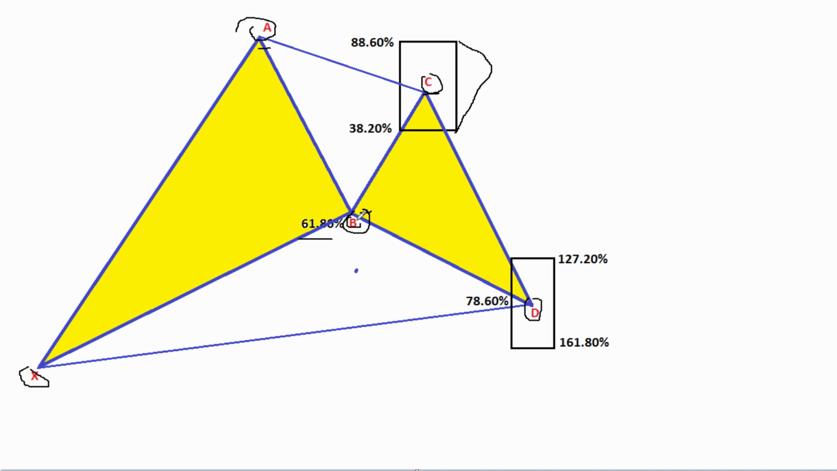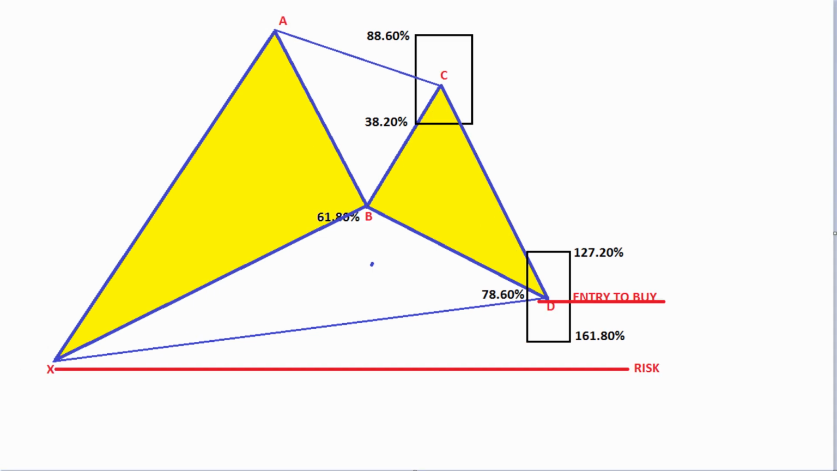leg will have an extension from this range here, just like this, of a minimum of 1272 to a maximum of 1618. And then the XAD, which means the X low, the A high to the D, has a 786 retracement. This is considered the completion point of the pattern. Now that we understand the structure of the bullish Gartley, the completion point is the entry point to buy.